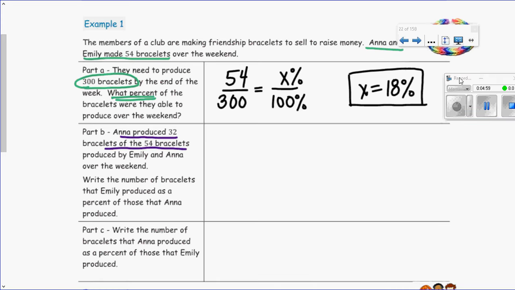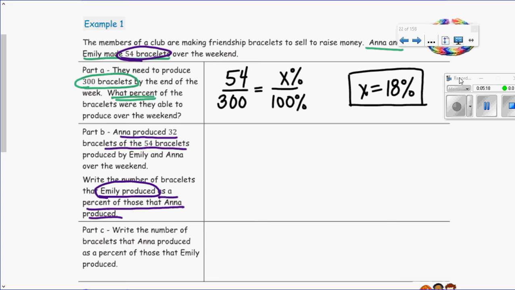Okay, so hopefully this makes sense to you. Together they made 54. Anna made 32 of those. Okay? Write the number of bracelets that Emily produced. Okay, that's interesting because they didn't tell me anything about Emily. As a percent of those that Anna produced.